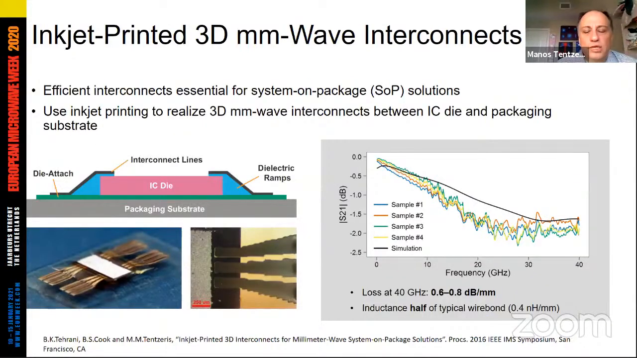Just come back to the ramp interconnect. I want to stress, this one is maybe the easiest printable interconnect that would allow you to have flexible hybrid electronics. That's an example here on glass with four CPW ramp interconnects. This one could go anywhere from 5 to 60 degrees. You have inductance half of a typical wire bond that's very sturdy. You can flex it, you can twist it.